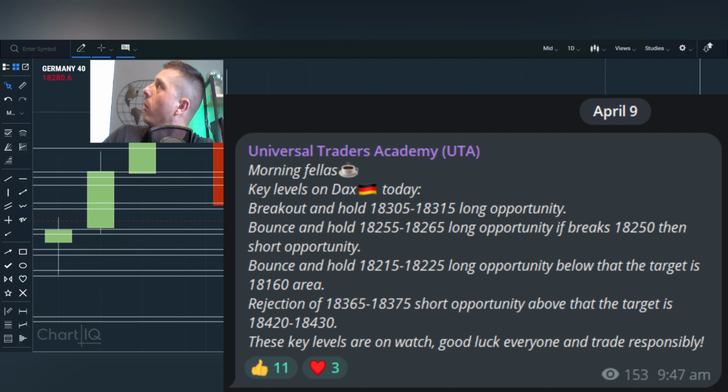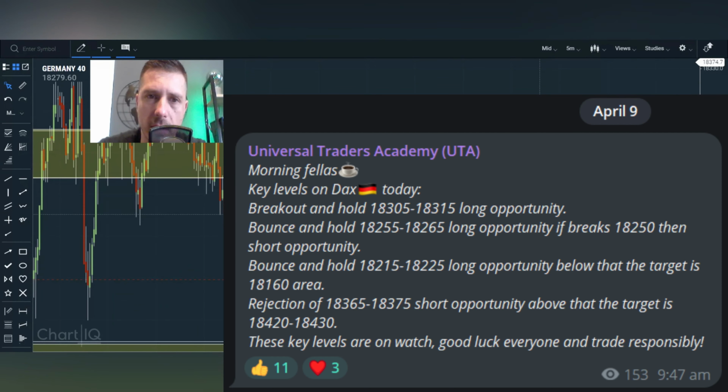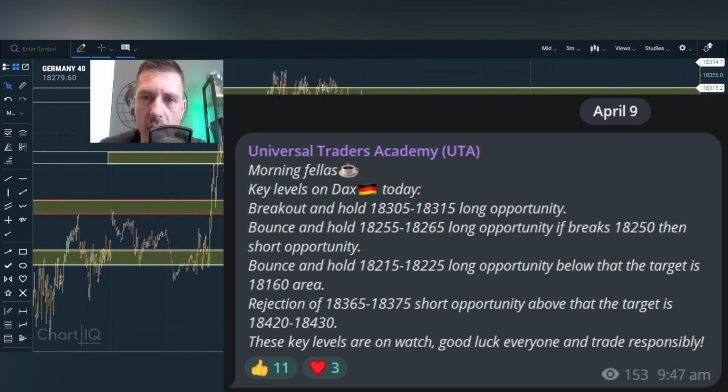Right guys, so 10 minutes left until the Europe session opens. I just shared the key levels on the Telegram channel with the guys. Hopefully it's going to help someone out. These are the key levels I am watching today and I'm trying to take some trades around these areas.